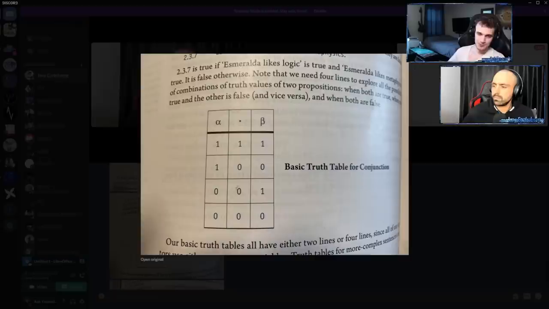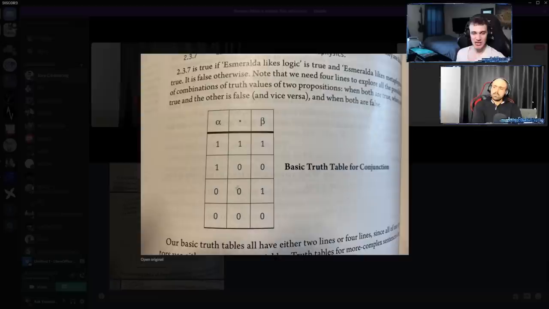So if you look at alpha and you look at beta, you can see the truth values, right? You can have both true. You can have one true and the other false. You can have one false and the other true, or you can have both false. Following me so far? You can look at the conjunction, which is that middle column, and you can see when the conjunction comes out true. So this should be intuitive.